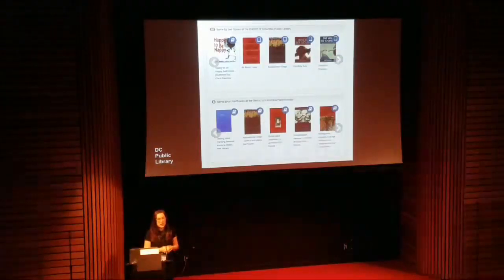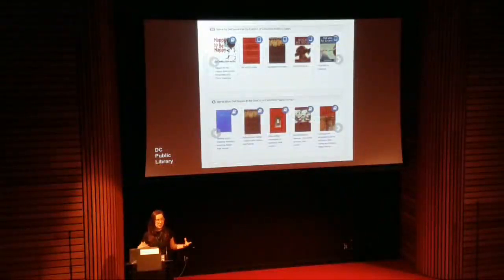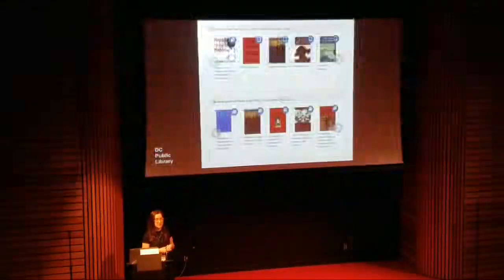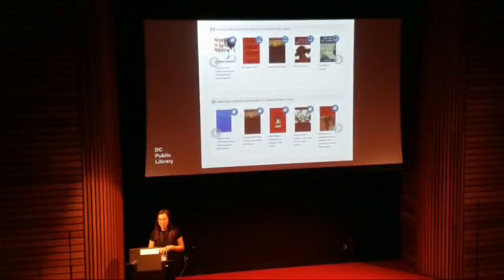What's great about Wikidata is that we're using it as a uniting identifier. At DC Public Library, for example, they had 9 different bell hooks. This allows us to solve that problem by connecting them all to Wikidata and then displaying everything that's connected to that Wikidata identifier for every item.